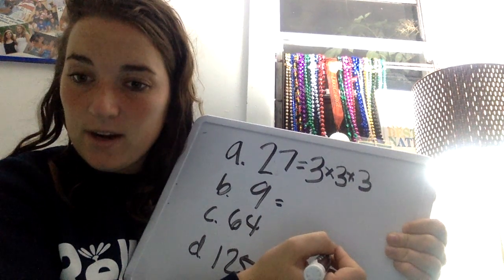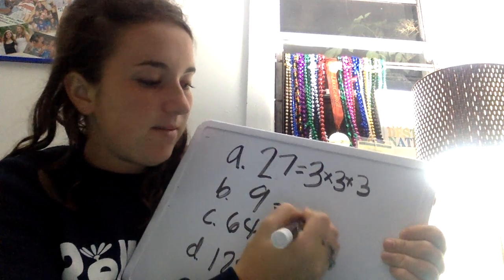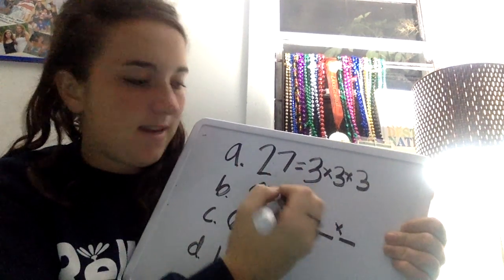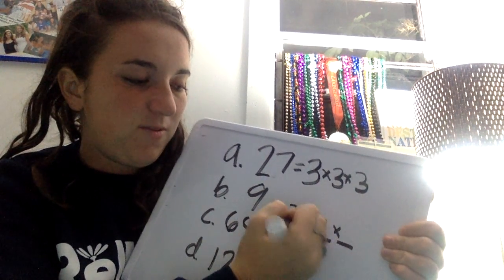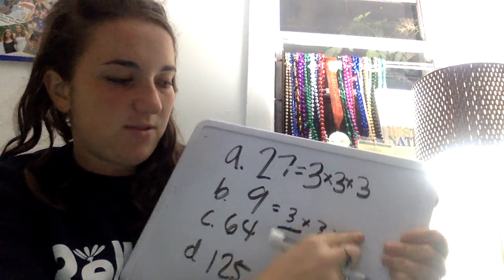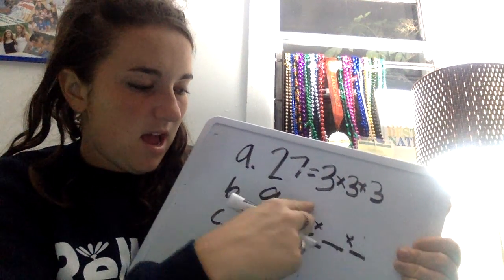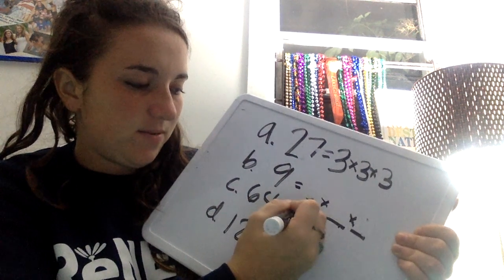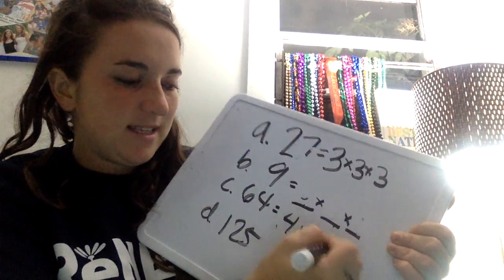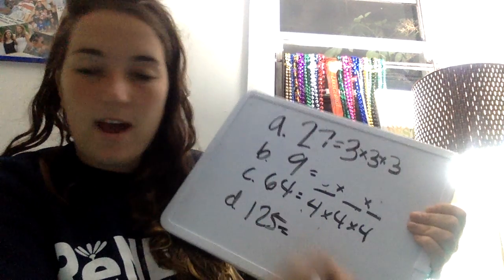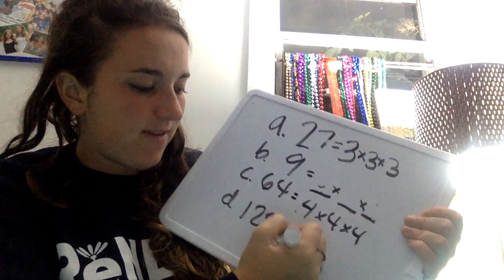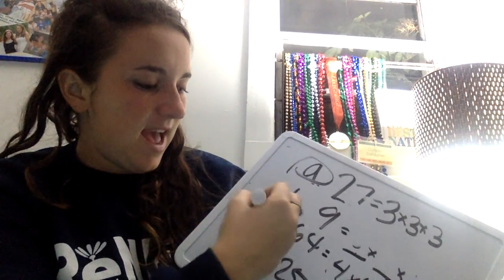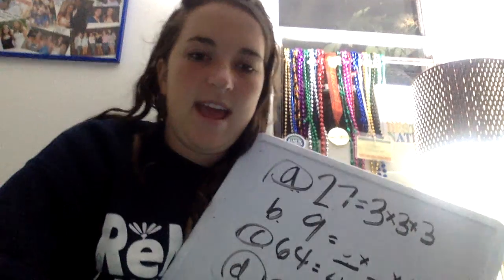9, does 9 work? No, because there's no number that multiplied by itself 3 times gets you 9. The first one you might think of is 3, but if you put in 3 times, you end up with 27. What about 64? Yep, 64 is equal to 4 times 4 times 4. What about 125? Yep, 125 is equal to 5 times 5 times 5. So the correct answers are A, C, and D.